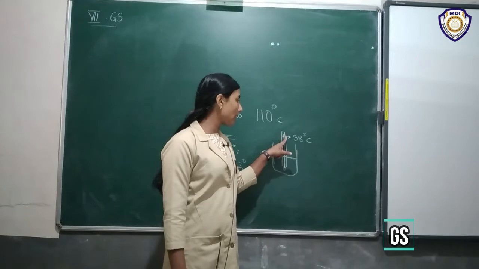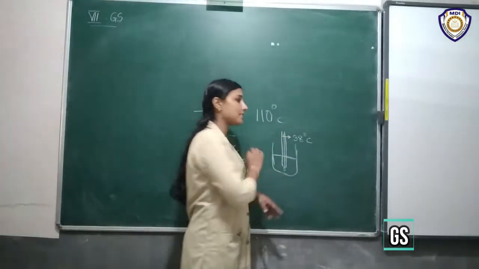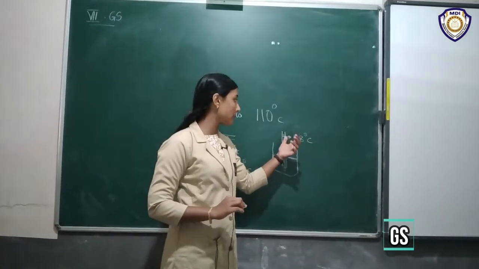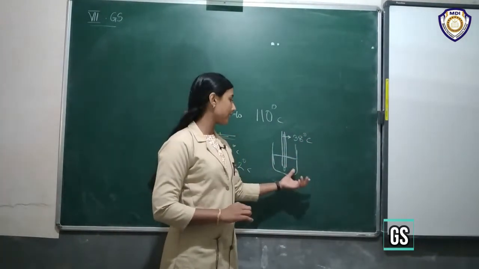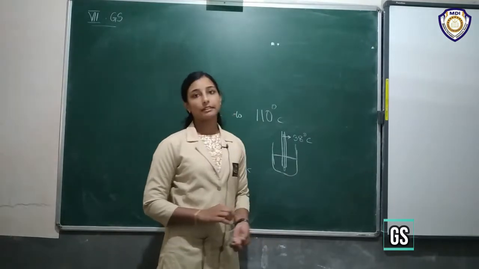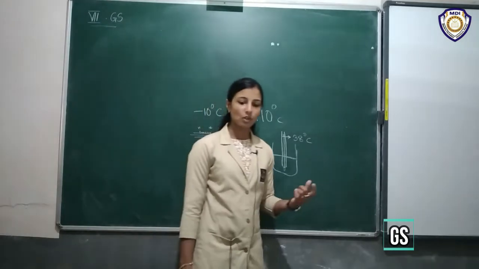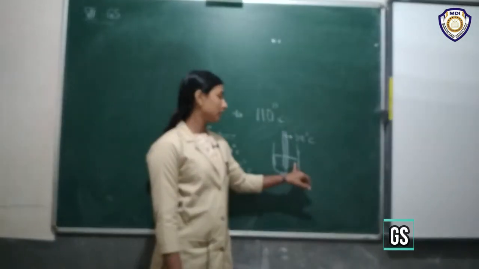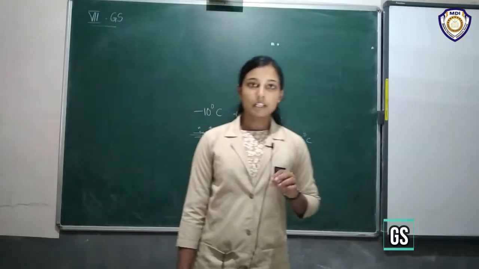So the mercury thread or the mercury level becomes steady after some time, and you can measure the value of the temperature. So that temperature will give the temperature of the water inside this beaker. So that is how to measure the temperature of water using this laboratory thermometer.